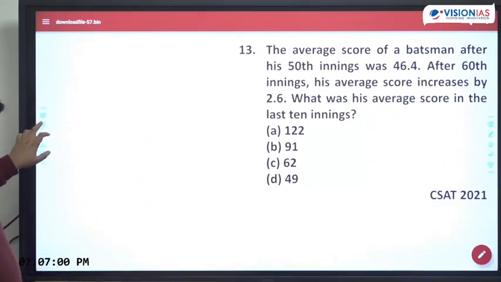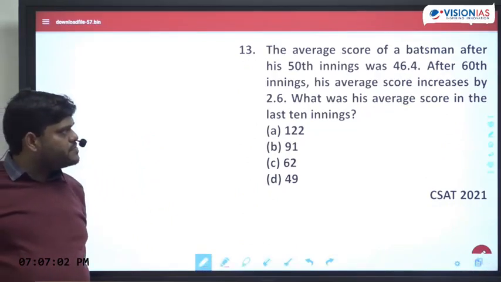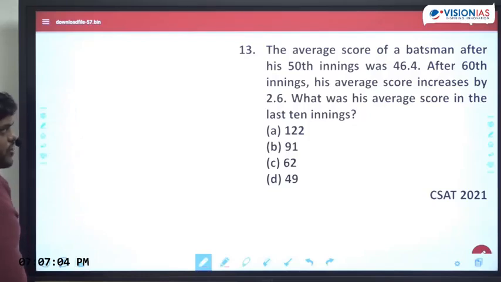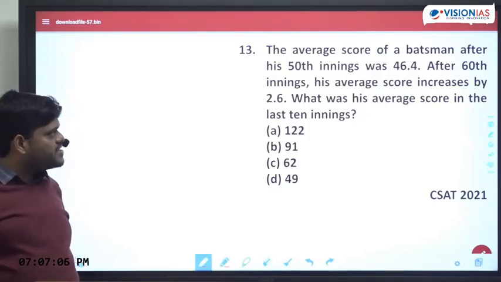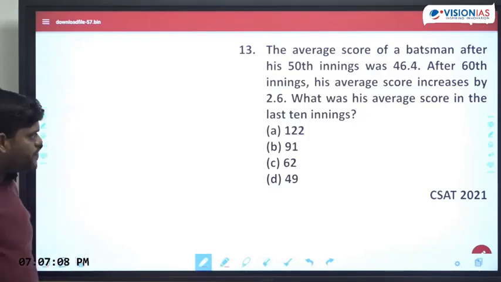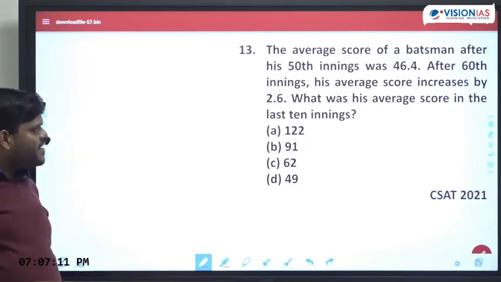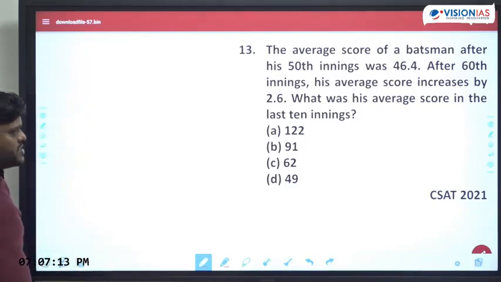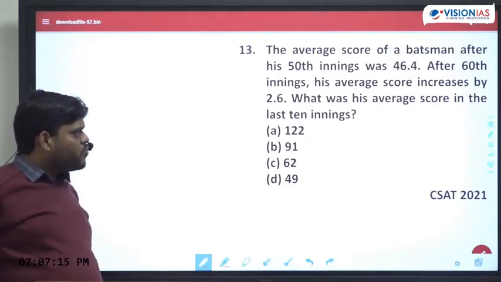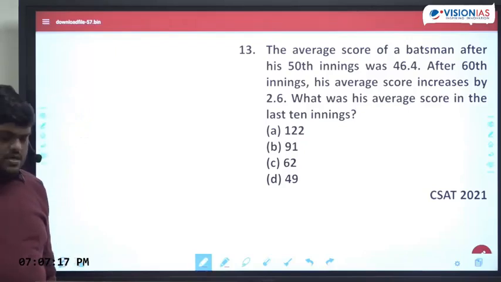Okay, this is a bit difficult one. Try this question. The average score of a batsman after his 50th inning was 46.4. After 60th inning, his average score increased by 2.6. What is the average score in the last 10 innings? Try this question.